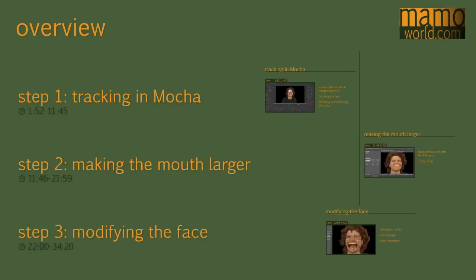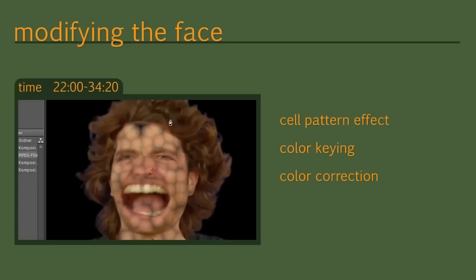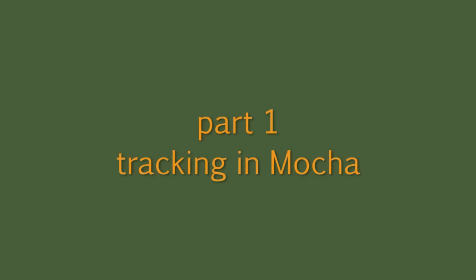In the third part, we modify the skin using the cell pattern effect. We also use color keying to isolate the skin areas and do some general color correction. But now, let's start with the first part, tracking in Mocha.